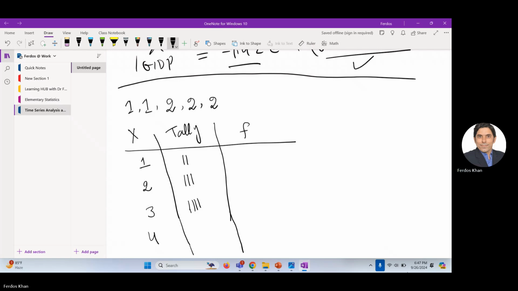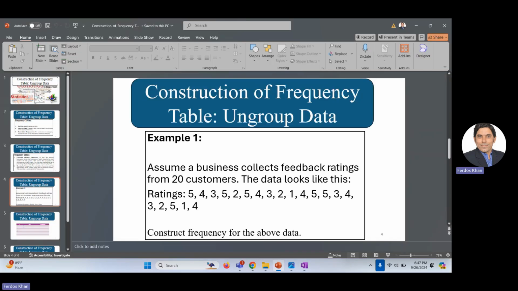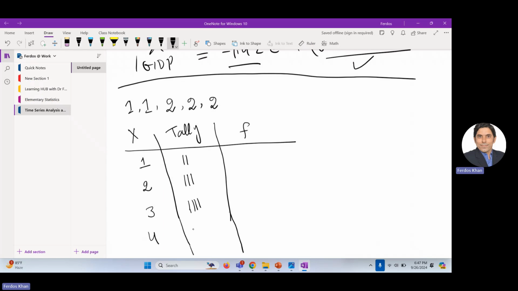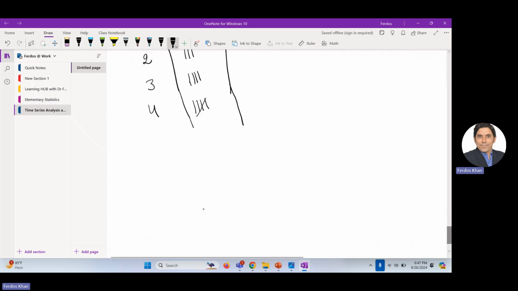4. Just look at the data and count the number of 4s. 1, 2, 3, 4, and 5. So 4 is repeated 5 times. This means that first time, second time, third time, fourth time, and the fifth time should look like this. 4 is repeated 5 times in the data set, and the last value is 5.